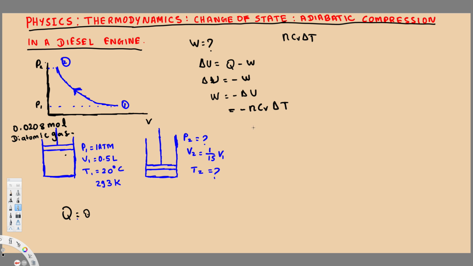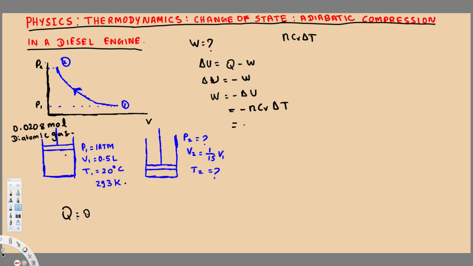And let's see how we can do this. First of all, we have the mole right now. So let's see whether we have everything. For n, we know that already. For a diatomic gas, Cv is going to be 5/2 R, right? For monoatomic, 3/2 R. For diatomic, it's 5/2 R. And for delta T, we have to know the initial temperature and final temperature. But we have the initial temperature, we don't have the final temperature. So we have to find that one.